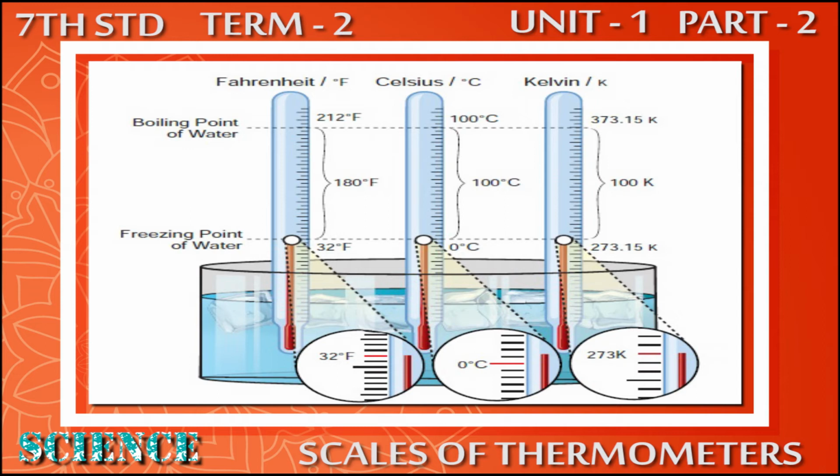Then the Fahrenheit scale is named after the German physicist Daniel Gabriel Fahrenheit. Here the freezing point of water is taken as 32 degrees Fahrenheit and the boiling point is taken as 212 degrees Fahrenheit. So the scale is calibrated from 32 degrees Fahrenheit to 212 degrees Fahrenheit. Totally 180 parts are present in the Fahrenheit scale.